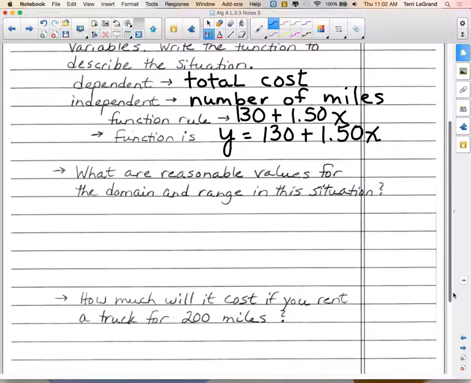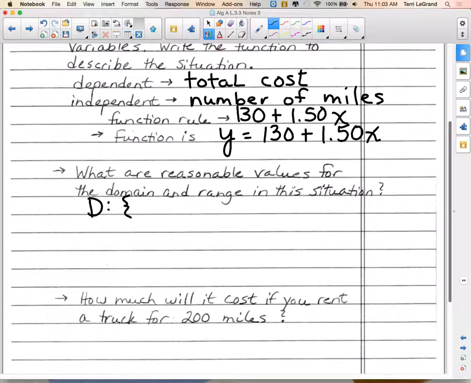Okay. Well, now it says, what are reasonable values for the domain and the range in this situation? So domain, let's think about that one first. Domain. Capital D. Domain is representing what? Domain is representing the x values. Look up above. X values are representing number of miles.